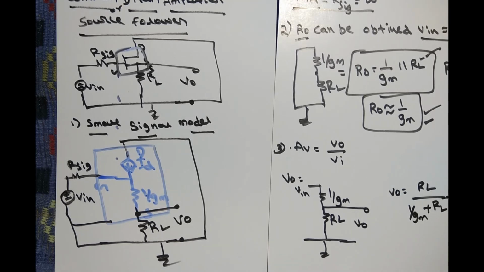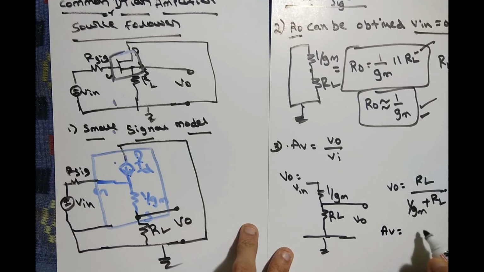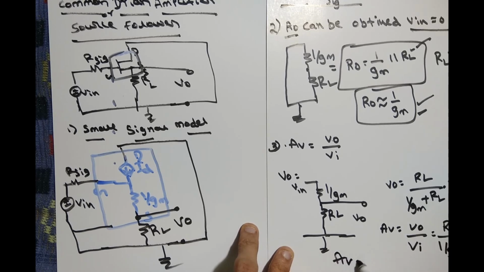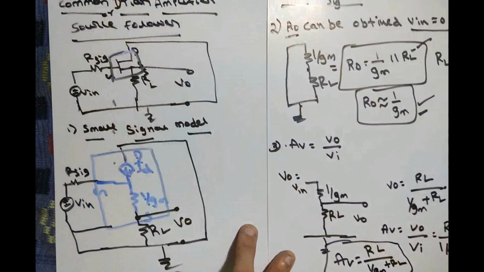Once you know how to get V0, in a similar way you can get AV. AV is nothing but V0 by Vi. So I can write AV equal to V0 divided by Vi, and V0 is RL divided by (1 by Gm plus RL) times Vin. Divided by Vin, can I cancel Vin on both sides? So the final answer we can write is RL divided by (1 by Gm plus RL). This is one more very important relation for AV. So AV can be called RL divided by (1 by Gm plus RL). This is the formula for AV for the common drain amplifier.